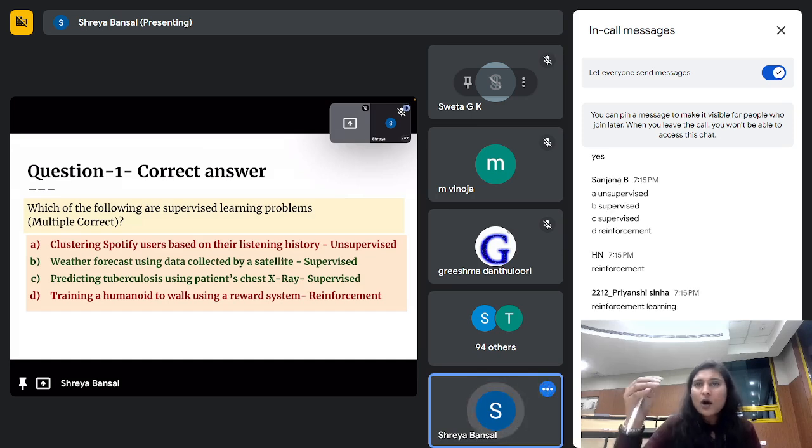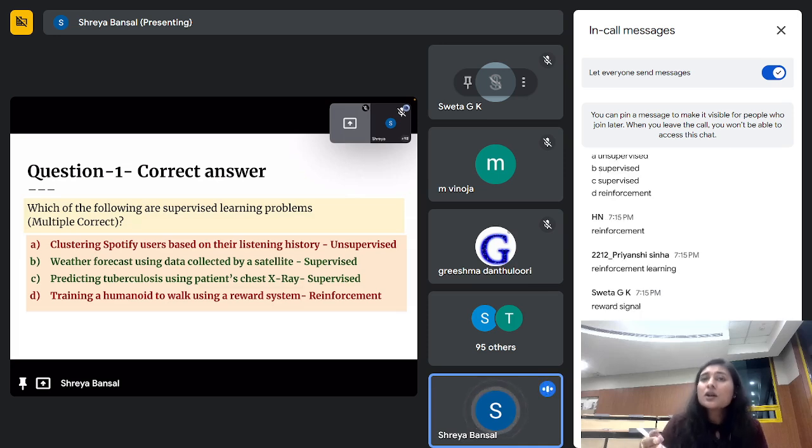Now an obstacle comes in between. If your robot just moves towards the obstacle, it will obviously get hit and fall down, right? So this is the reward system. It should avoid the obstacles and take another path.